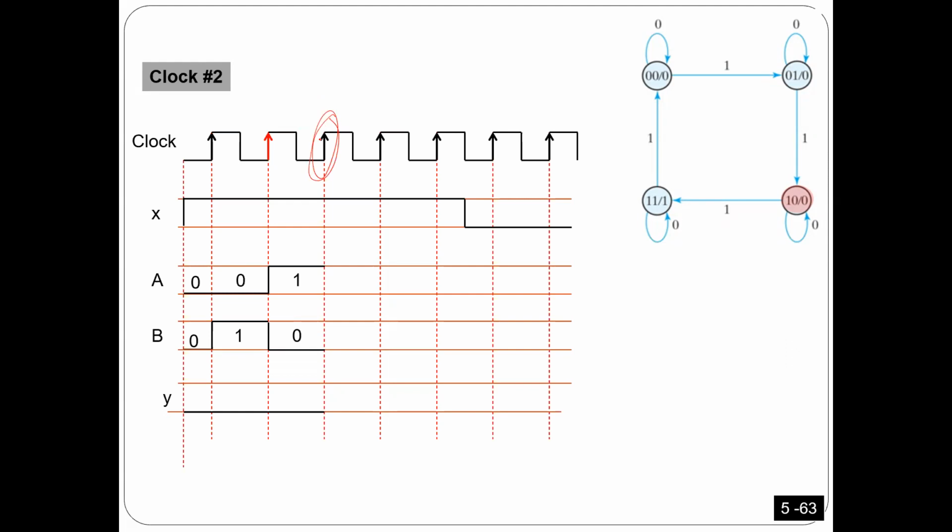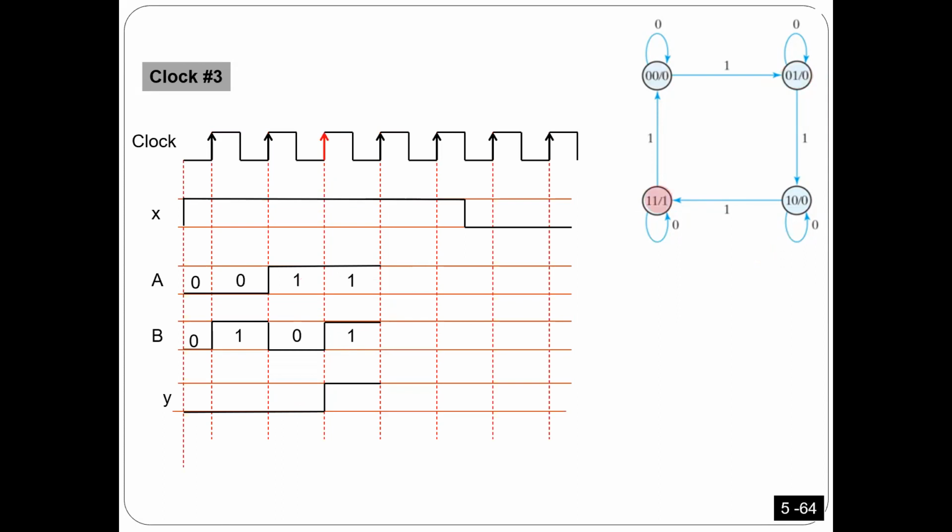If you are here, what will happen? X is 1, so I'm here. I'm already at 1, 0. That means I'm already here. So I'm going to move to this one because X is 1, right? So what's going to happen? This one should be 1, 1, right? Makes sense? Very easy, right? What about Y? Y this time is 1. Is that okay, guys? I'm going to continue this way.